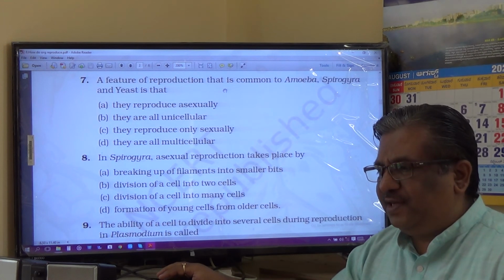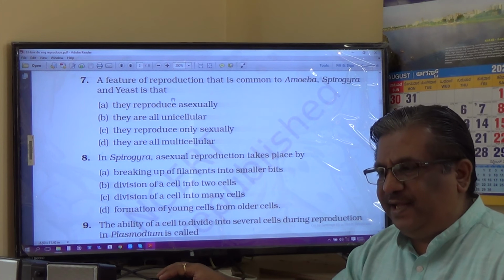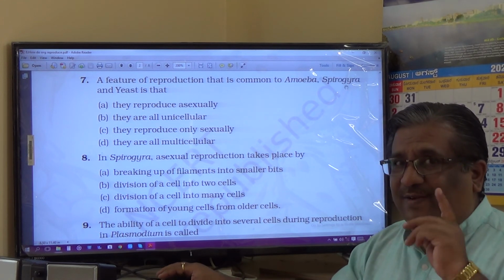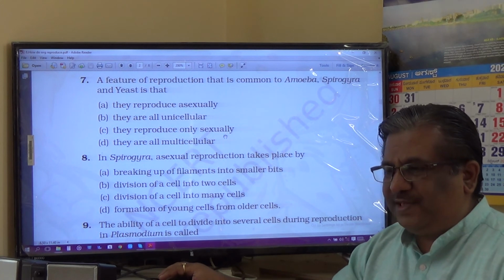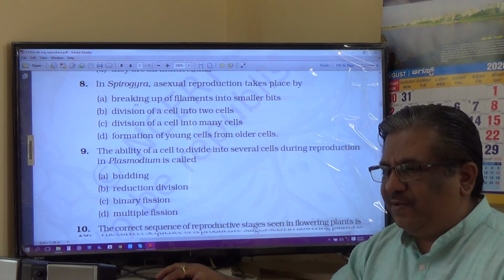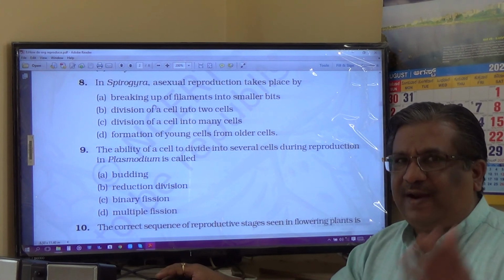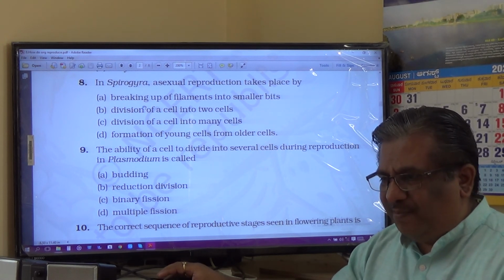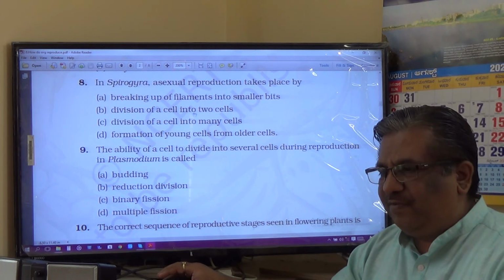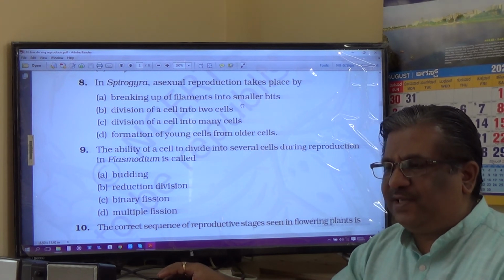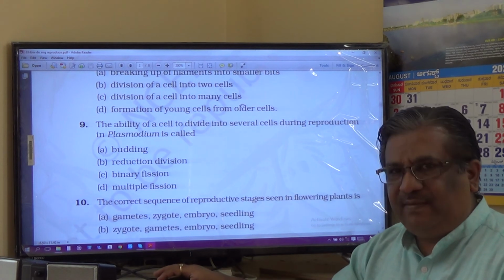A feature of reproduction that is common to amoeba, spirogyra and yeast is they reproduce asexually, correct. They are unicellular? Amoeba, spirogyra. Spirogyra is not unicellular, wrong. They reproduce only sexually, wrong. They are all multicellular, wrong. A is the answer. In spirogyra, asexual reproduction takes place by fragmentation, where it is available, filaments into smaller bits, breaking up of filaments into smaller bits. Division of a cell into two, no. Cell into many, no. Formation of young cells, no. Breaking up of filaments into smaller bits should be the answer. A.